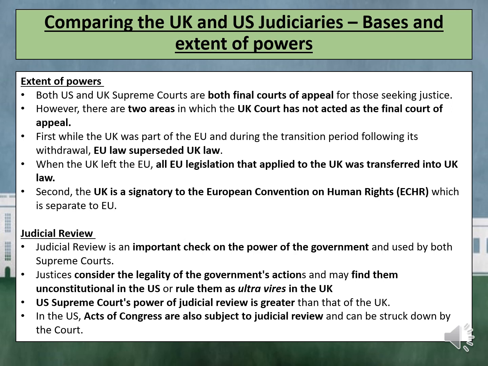The second is that the UK is a signatory to the European Convention on Human Rights, the ECHR, which is separate to the EU. The ECHR was signed in 1950 and commits its 47 signatories to abide by its articles of protecting human rights. People can seek justice for breaches of their human rights at the European Court of Human Rights in Strasbourg. The UK added the ECHR to its constitution as the Human Rights Act in 1998.